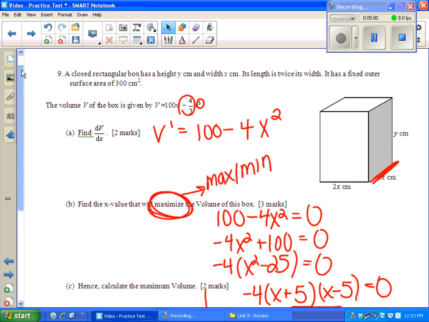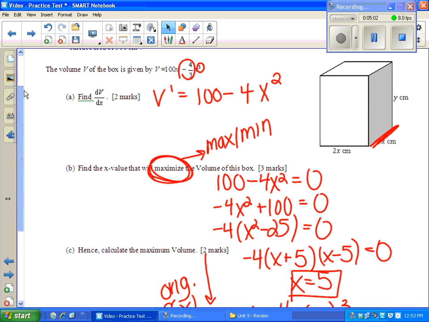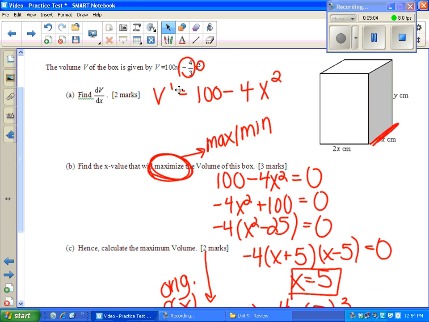Question 9 was an applied calculus question. The first part asked you to find the derivative, so I simply used the power rule. 100 minus 3 times negative 4/3 gives me negative 4x squared.